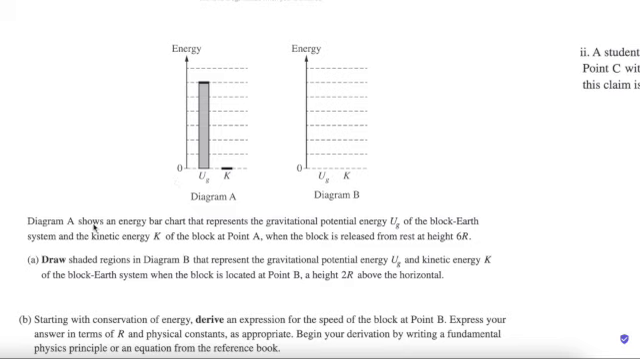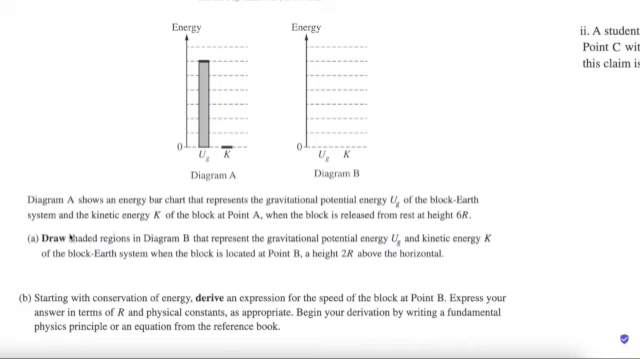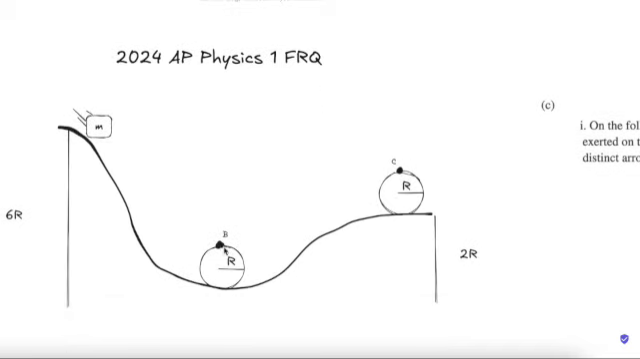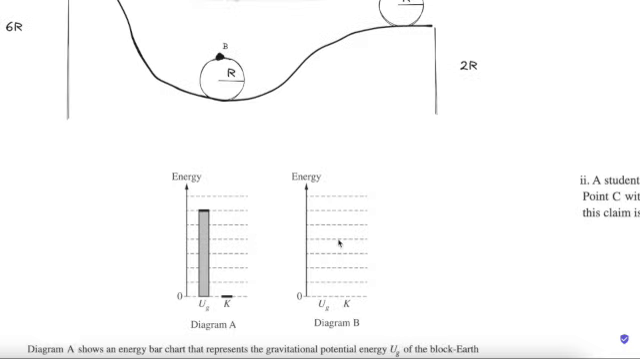Diagram A shows an energy bar chart that represents the gravitational potential energy of the block or its system and the kinetic energy of the block at point A, when the block is released from rest at the height 6r. The first thing it asks us to do is draw a shaded region in diagram B that represents the gravitational potential energy and the kinetic energy of the Earth-block system when the block is located at point B, height 2r above the horizontal. So point B is going to be right over here. This block's going to go down and go to this loop, and when it's at this point, what's its gravitational and what's its kinetic energy?